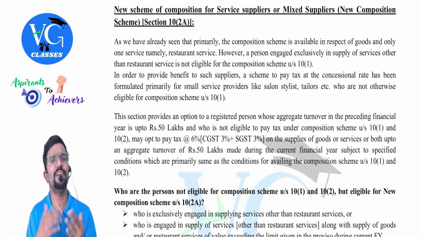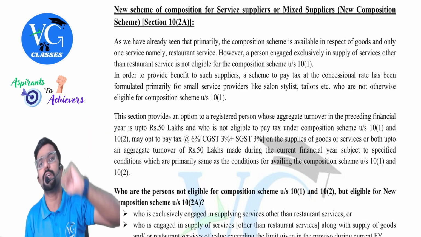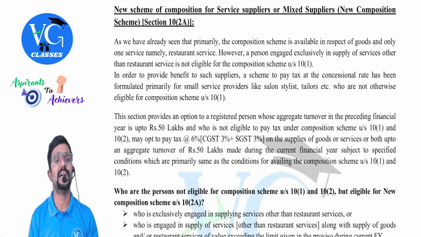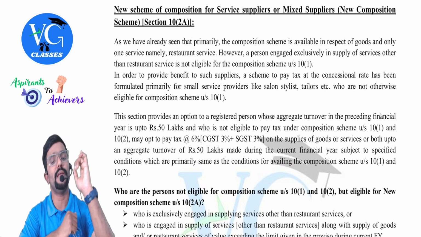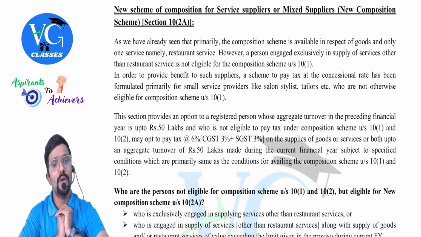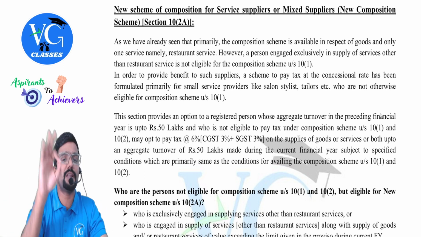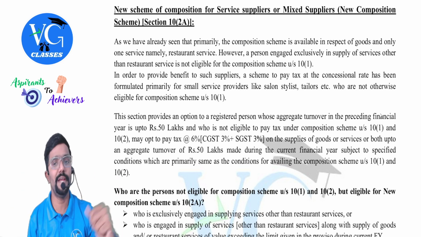Correct? Same way, here also there should be uniformity. You are giving something only for the goods supplier, but not for the service supplier. How can it be? So that is where the government later realized its mistake and introduced the composition scheme for service suppliers. As we have already seen, primarily the composition scheme is available in respect of goods and only one service, namely restaurant service. However, a person engaged exclusively in supply of services other than restaurant is not eligible for the composition scheme under section 10(1). What will they do, sir?